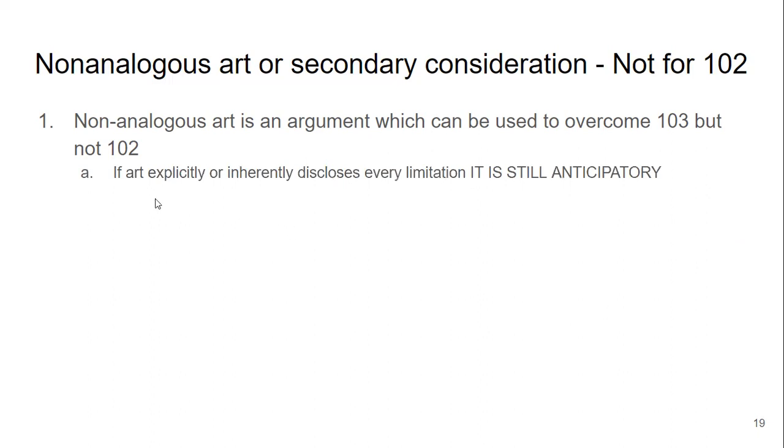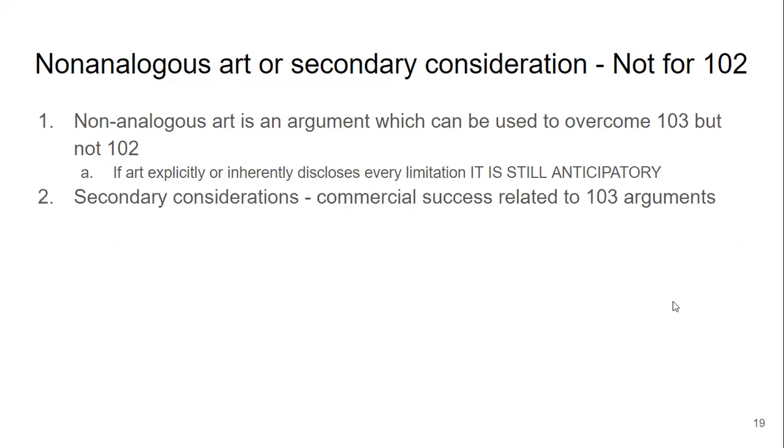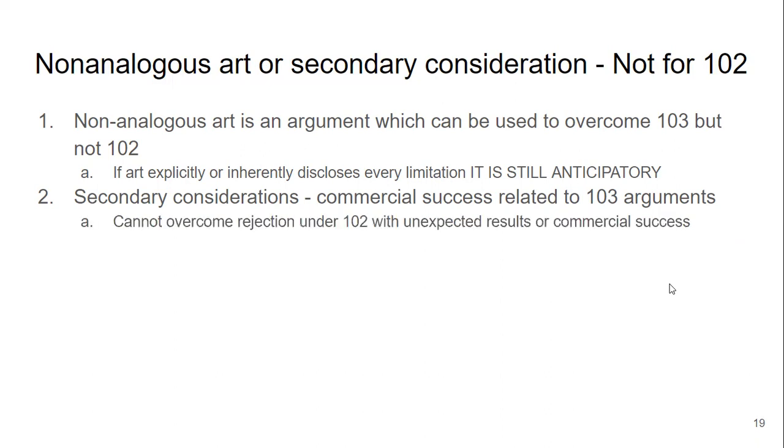The art only has to explicitly or inherently disclose every limitation, and it's still anticipatory. So that inherently is an important aspect, because that could be an area to trip you up a little bit. And then secondary considerations, that would be commercial success, and again, only related to 103 arguments. And you cannot overcome 102 with unexpected results or commercial success.